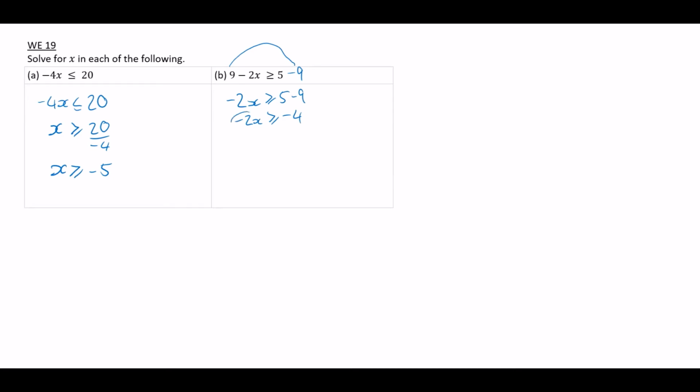I want to now get rid of this -2. So I'm going to divide both sides by -2. So -2x over -2 is x, and because now I've effectively done that division, I need to say then it's less than or equal to -4 divided by -2. Now that's going to be x is less than or equal to -4 divided by -2, which is positive 2. And any value of x that is less than or equal to 2 will be a solution for my original equation there.